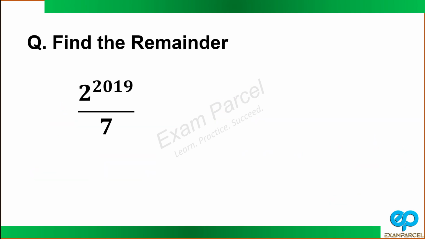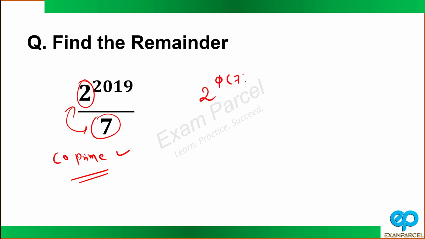Okay, let's move on to the next question. 2 raised power 2019 upon 7. Now again same thing, you can do the very same process. Check whether these two are co-prime or not. 2 and 7 obviously they are co-prime, right? Since they are co-prime, I can apply the Euler theorem. So Euler theorem says that 2 raised power phi of 7 by 7, this remainder will be 1. Fine.